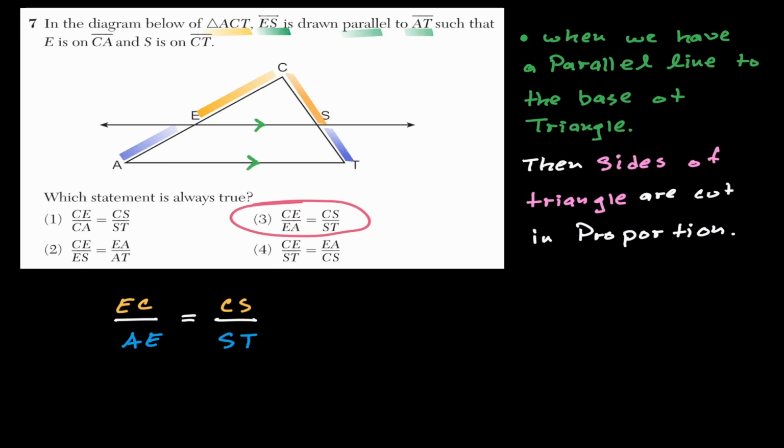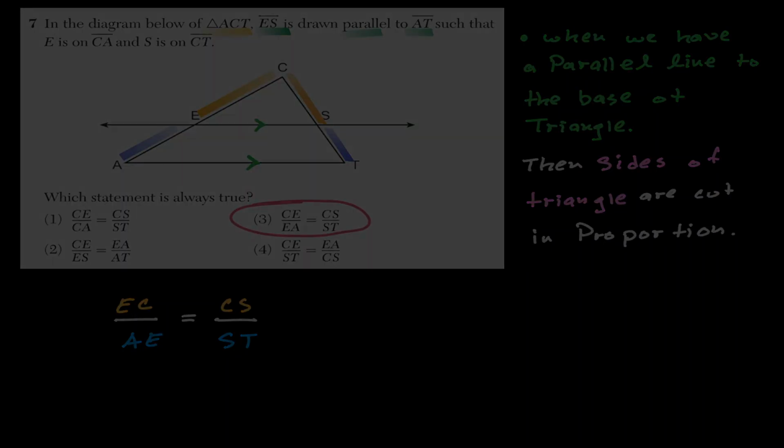So this question was more about identifying anytime that we have a parallel line to the base of a triangle, then the sides of the triangle are always cut in proportion. The upper divided by the lower on the left is equal to the upper divided by the lower on the right.